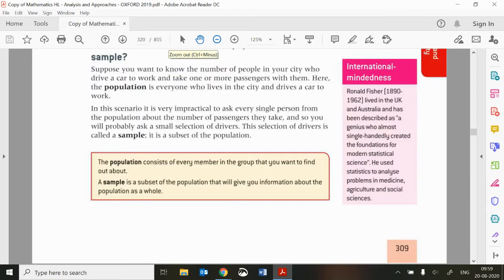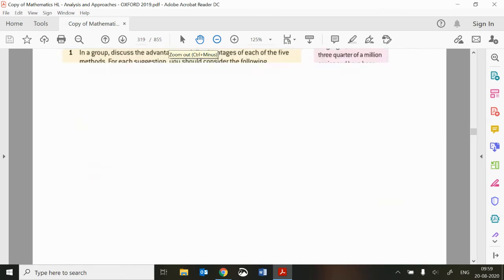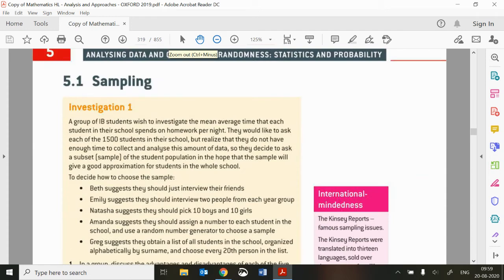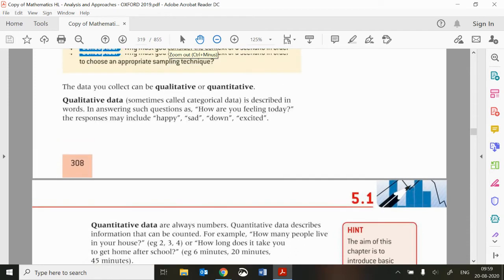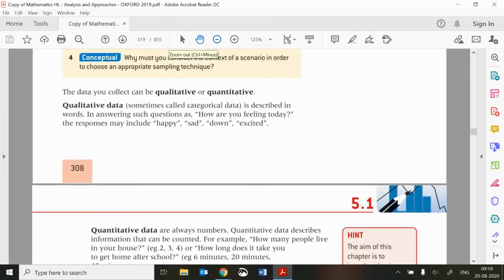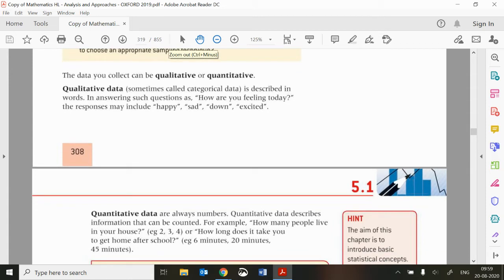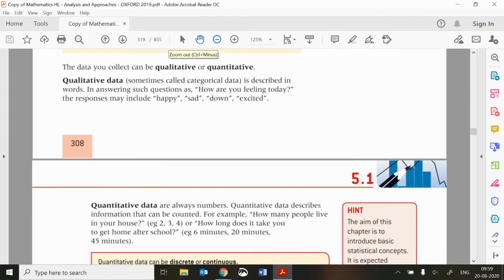Just checking through. I wonder if I just missed anything above. Yes, I did. Okay, I missed some stuff. Okay, well, there's a little investigation here as well. And there was also a little bit about qualitative and quantitative data, which is kind of hard to say, both ending in this tative. Okay, so qualitative data, or sometimes called categorical data, is described in words.